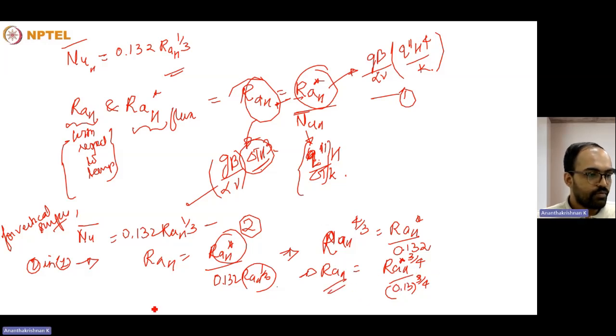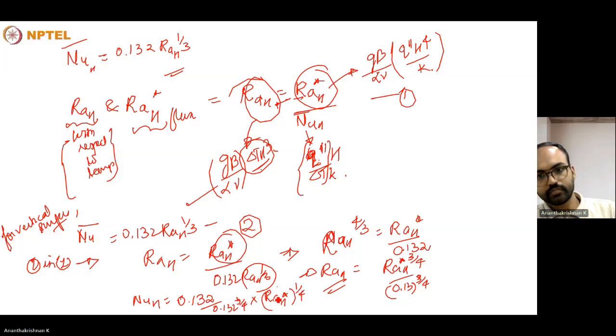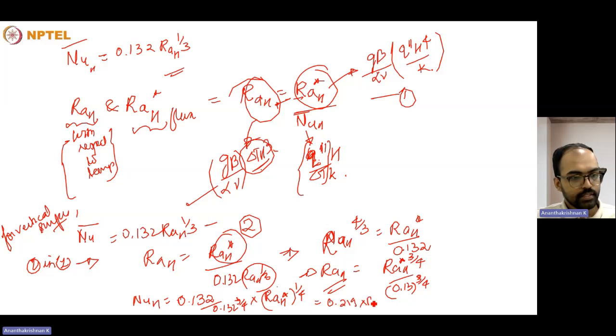So this will be Ra_H. Therefore, Nusselt number Nu_H is equal to substituting the value 0.132 divided by 0.132 raised to 3 by 4, multiplied by Ra_H star raised to 1 by 3, is equal to Ra_H star raised to 1 by 4. So that will be the value. So this will be equal to 0.132 raised to 1 by 4. That will be equal to 0.219 Ra_H star raised to 1 by 4. Substituting the value of Ra_H star, we'll get the value of Nusselt number.